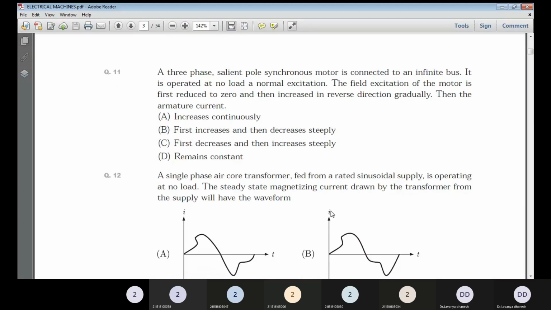So here, what will be the option? We have four options: increases continuously; first increases and then decreases; first decreases and then increases; and remains constant. Okay, so the second one. What I told you, first it will go on increasing and then start decreasing. So the second one is the correct one.